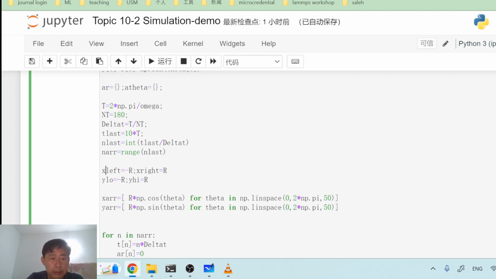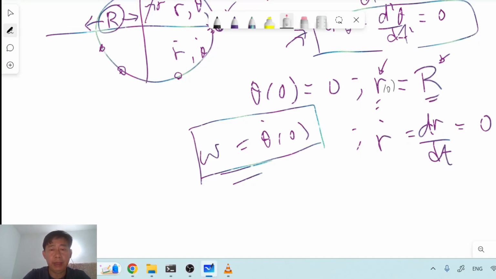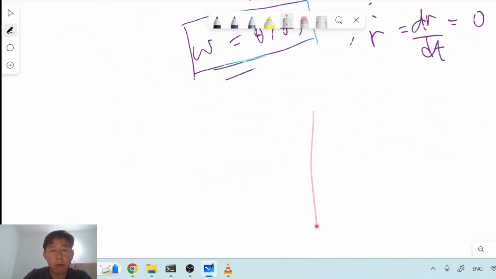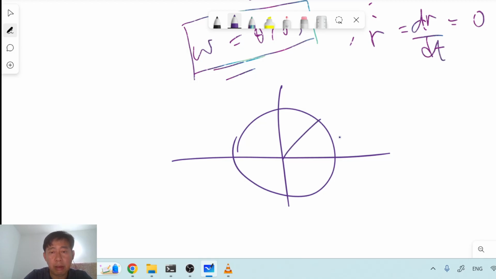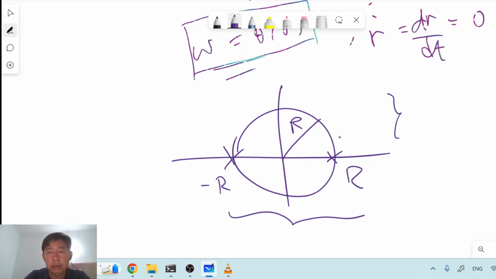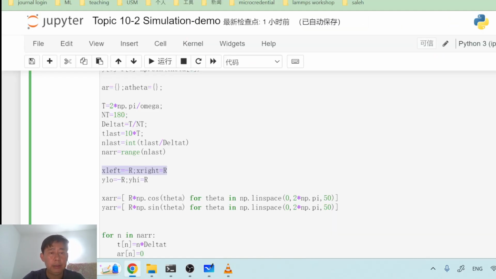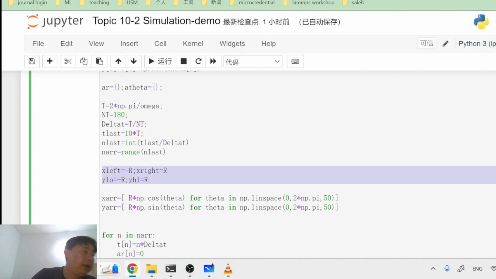So here, this is the size of my simulation box. The box size can be easily obtained by knowing that the box has a radius of r, right? So this is r. On the left, it is minus r. On the right, it is plus r. So the total width is just 2r. The same for y: upstairs is r, downstairs is minus r. Therefore, the x left and x right limits are set to be just minus r and positive r as the limit.